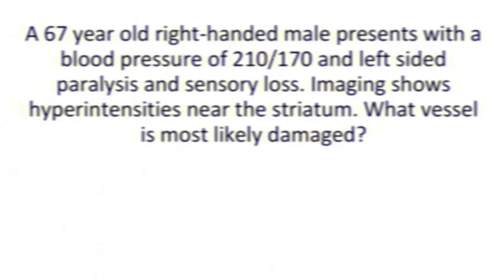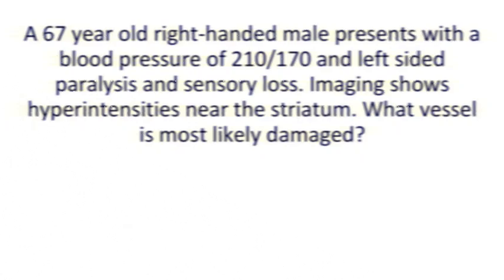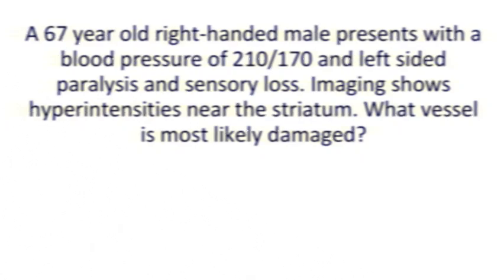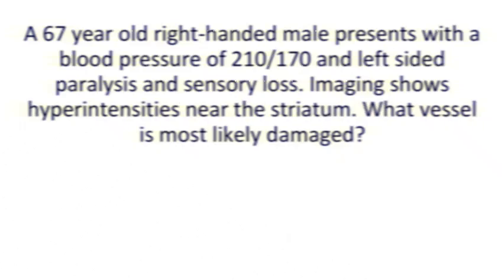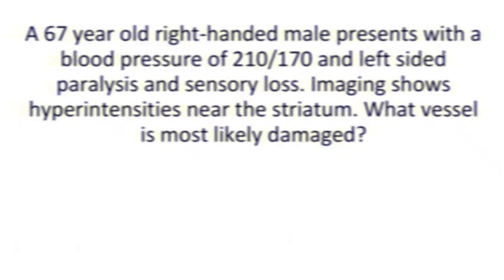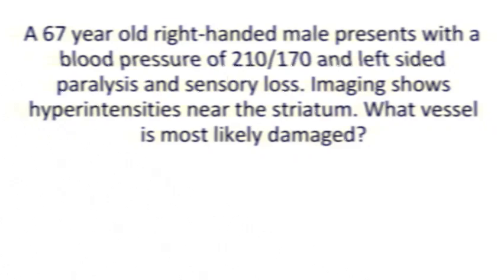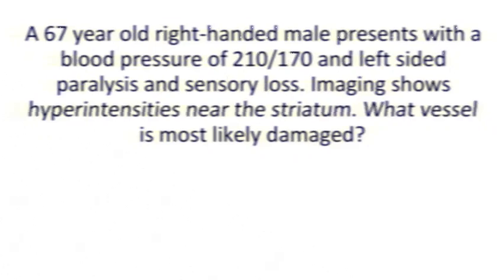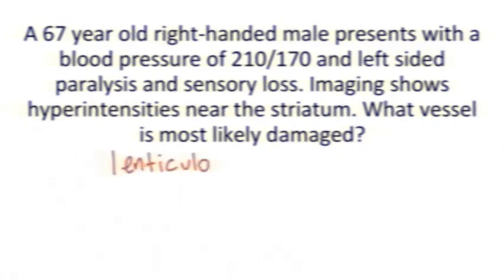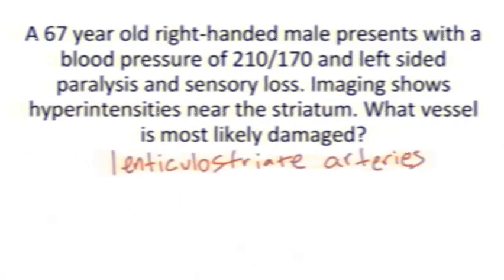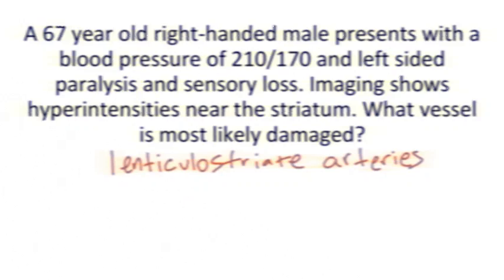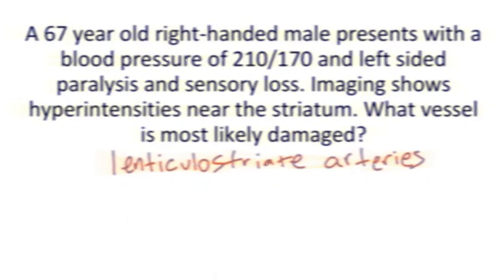Okay, next question. A 67-year-old right-handed male presents with a blood pressure of 210/170 and left-sided paralysis and sensory loss. Imaging shows hyperintensities near the striatum. What vessel is most likely damaged? Okay, so hypertension and damage to the striatum should immediately make you think of the lenticulostriate arteries. Recall that chronic hypertension is highly associated with Charcot-Bouchard microaneurysms of the lenticulostriate arteries.